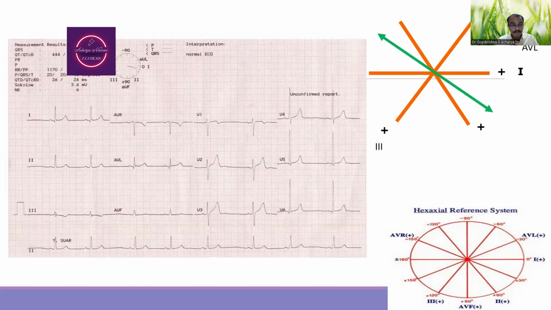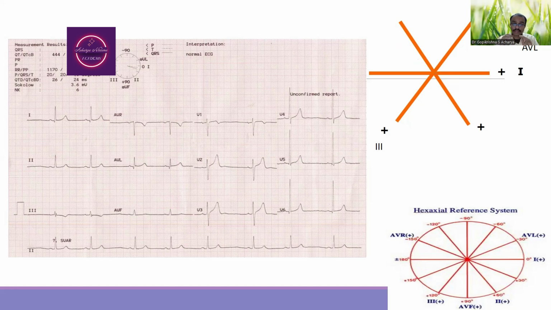In this particular example, it is lead 3 that is having equiphasic deflection. That means the perpendicular leads for lead 3 are AVR and lead 2. And when you see lead 2, there is prominent positive deflection, and in AVR, there is prominent negative deflection. That means the electrical axis is moving towards lead 2, not AVR.